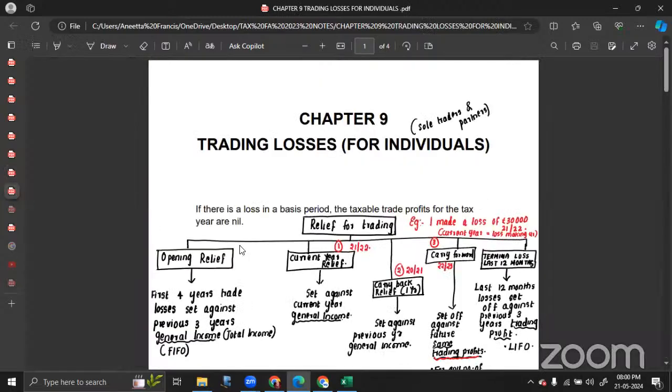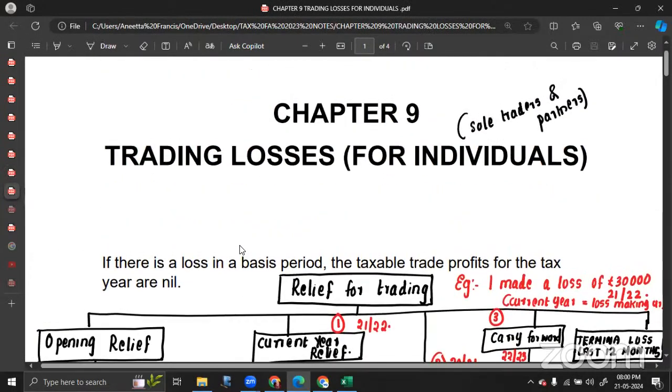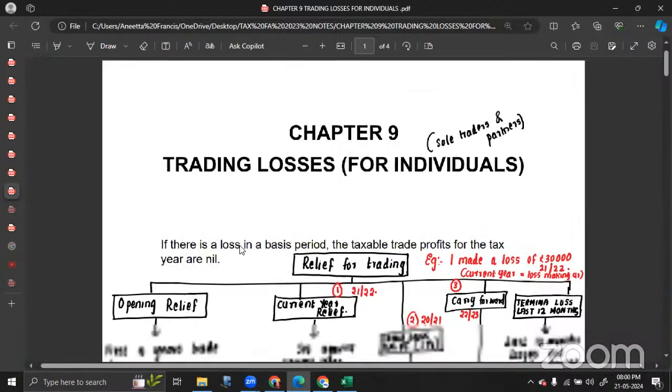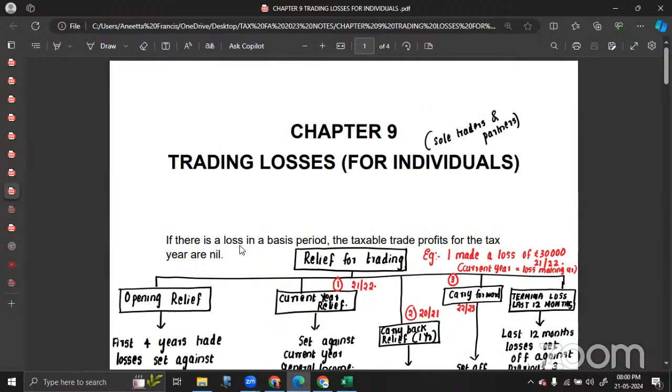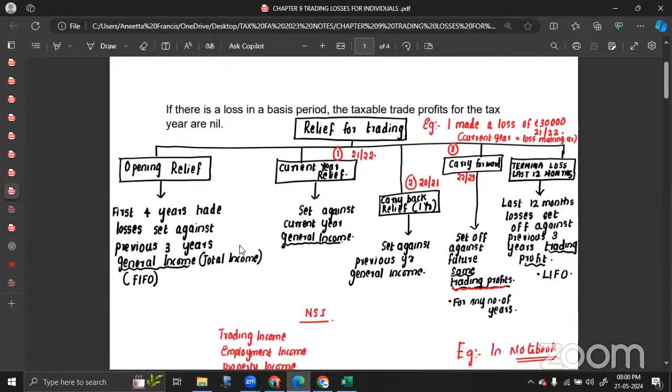Now, the best part about the change in the syllabus is that Chapter 9, which was ideally assessable income, has been completely eliminated from your syllabus. That means your chapter on trading income has been much simplified. Let me just remind you that for the trading income computation for an individual, they can claim a current year relief against their general income. They can carry back to the previous 12 months and set off against their general income, and they can carry forward and set off against their future trade profit.